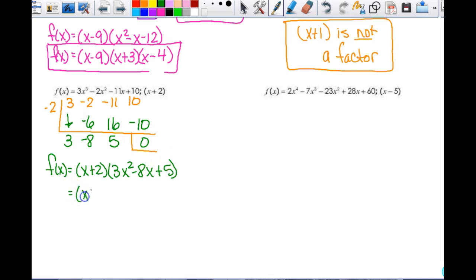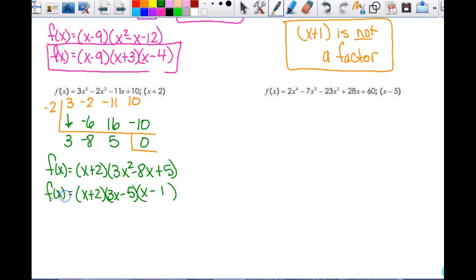So I have to factor this. This is 3, so this is 3x and x. This is positive, so the signs are the same, but they both have to be negative. Need them to multiply to give me 5. My only options are 1 and 5. And so if I put the 1 here and the 5 here, it's going to give me a negative 5 and a negative 3, which gives me the negative 8.